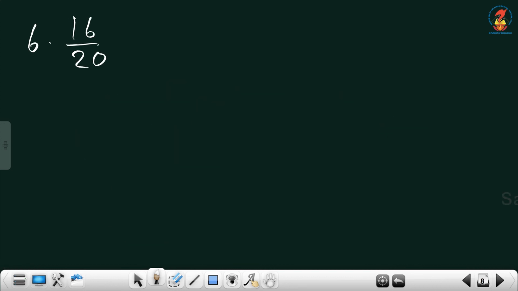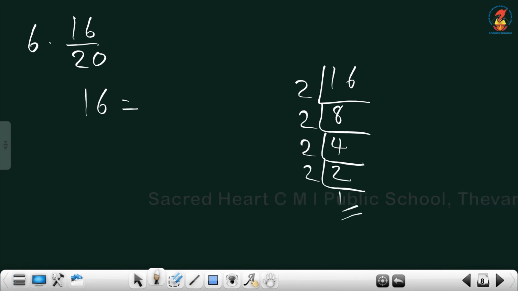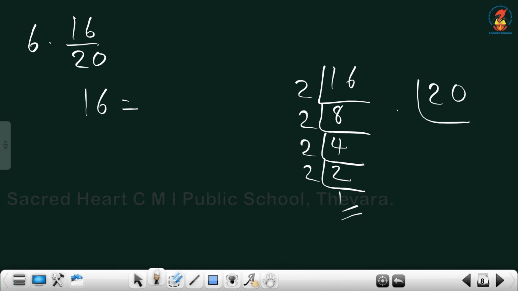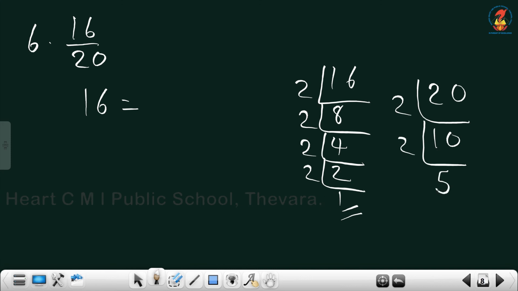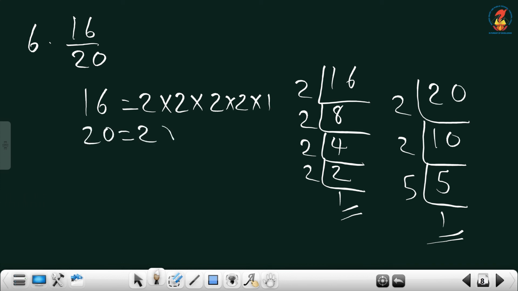And next one is 16 by 20, right? How can we write 16? We can do it fast. 16, 2, 8, 2, 4, 2, 2, 2, 1. 2 2s are 4, 4 2s are 8, 8 2s are 16. Then 20 is what? 20, 2, 10, then 2, 5, then 5, 1. Okay, then I need to write factors here. 2 into 2 into 2 into 2 into 1. Then 20 equals what? 2 into 2 into 5 into 1.